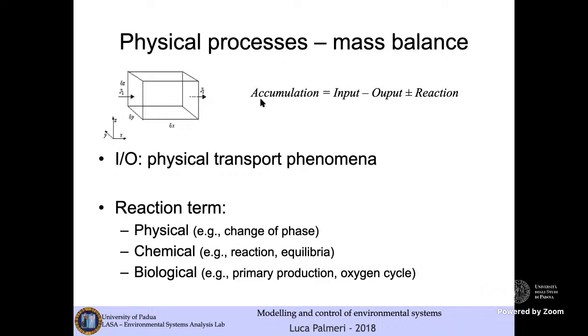Again, we start by employing the mass conservation principle through a continuity equation. So as is customary, and as we have discussed up to now, we may write that the accumulation inside this elementary volume, accumulation of something, is equal to what goes in minus what goes out from the elementary volume, plus or minus what changes through chemical reaction. So you have two terms, an input and output that describe physical transfer, and a third term that describes physical, chemical, and biological transformation, that are reaction terms. So physical, typically change of phase, chemical, typically a chemical reaction, and biological processes like primary production or oxygen cycle and so on.